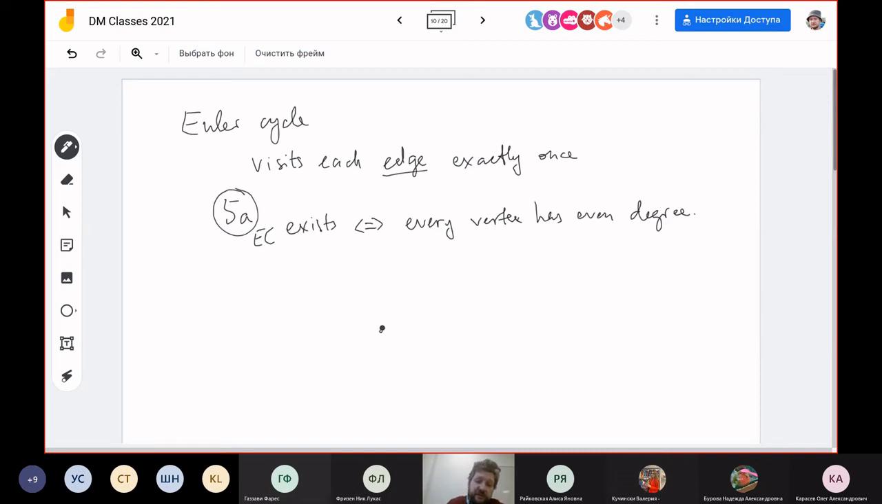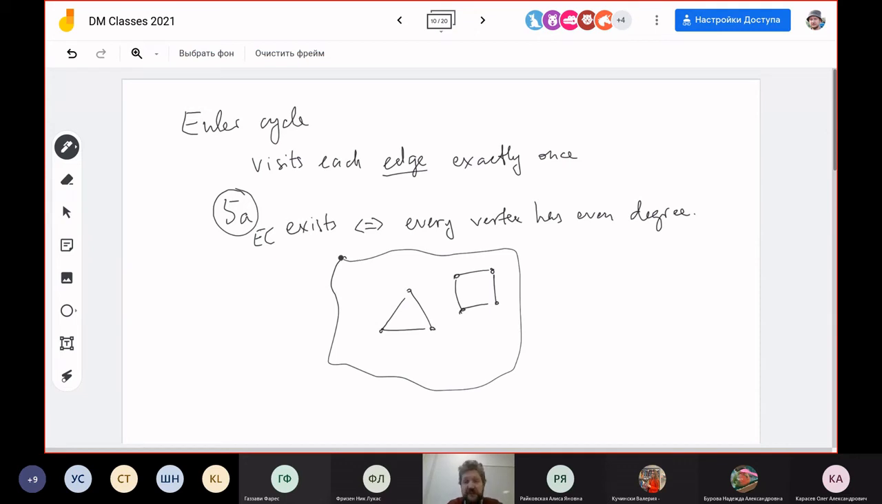And this is usually trivial, just by matrix you can check this another way. But let me draw you the following graph. This is one graph. All vertices are even, but does this graph have an Euler cycle? No, obviously it doesn't.